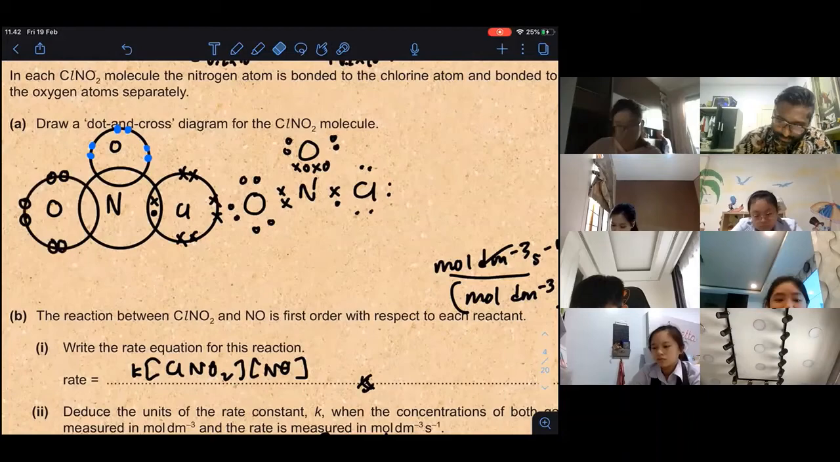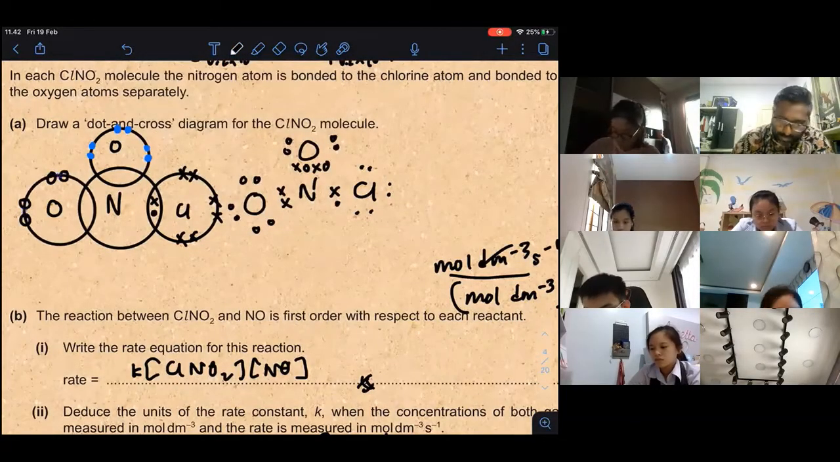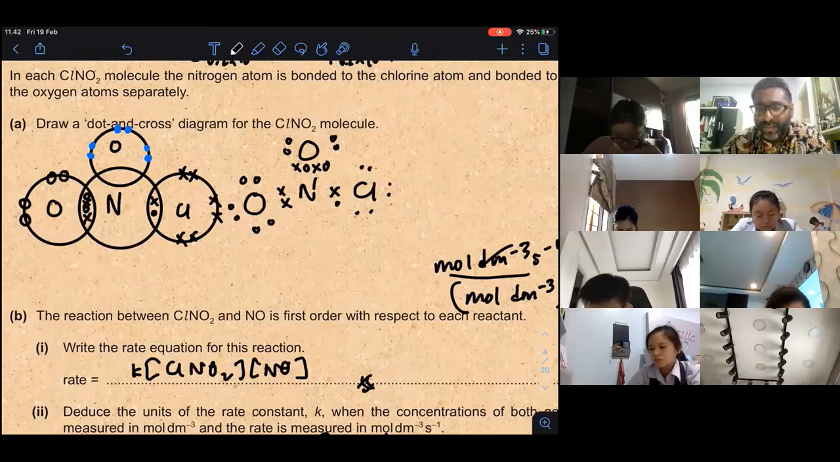I will erase only this part. Hold on, I'll just draw again. I will bring the 2 electrons here, and then nitrogen will share 2 electrons here. There is a double bond. So now you see nitrogen has utilized 3 electrons, so you still have another 2 electrons for the nitrogen.